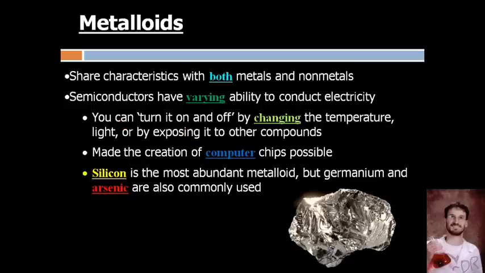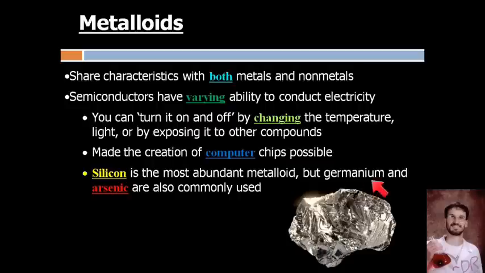So we can hit them with little bits of light, we can slightly change the temperature, we can do all kinds of little things with electric fields, and if you have the right field, that wire will conduct electricity. If you turn that field off, that wire will stop conducting electricity. So this has allowed us to make computers. The most common metalloid that is used to make computers is the element silicon, which is why Silicon Valley, where they do all of the computer chip technology research and production, is called Silicon Valley.